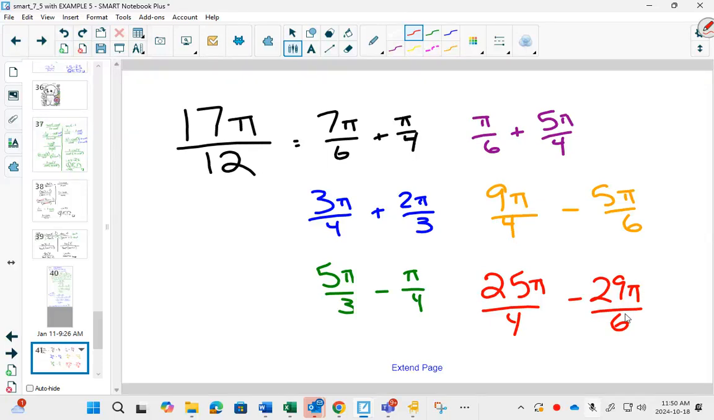So we came up with 6 different ones, and now we're going to look for a pattern. Besides the fact that they all equal 17 pi over 12, what do each of the colored ones have in common? They each have a pi. What else? And this pattern, if you see it, is going to help you figure out any pi over 12 at any time. They're added or subtracted on the family directly next to it.